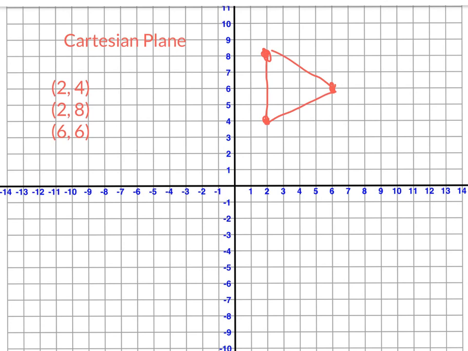If we're going to label those, let's say that this is A, this is B, and this is C. Then I would label the points exactly the same as they have them labeled: capital A, capital B, capital C. Then I'm done plotting those points and labeling them correctly. So this is the end of the intro to the Cartesian plane.